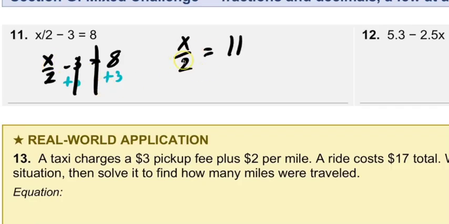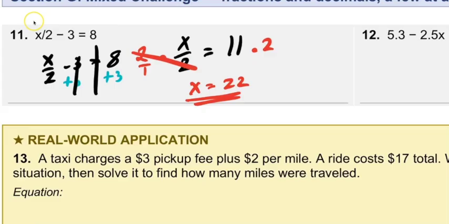So we have this. I want to get the x by itself, so I gotta get rid of that 2 there. These are being divided, so you do the opposite. Multiply. That way these cancel out, and you get x equals 11 times 2, which is 22. Again, you can always check your work. Plug 22 in. 22 divided by 2 is 11. 11 minus 3 is 8.